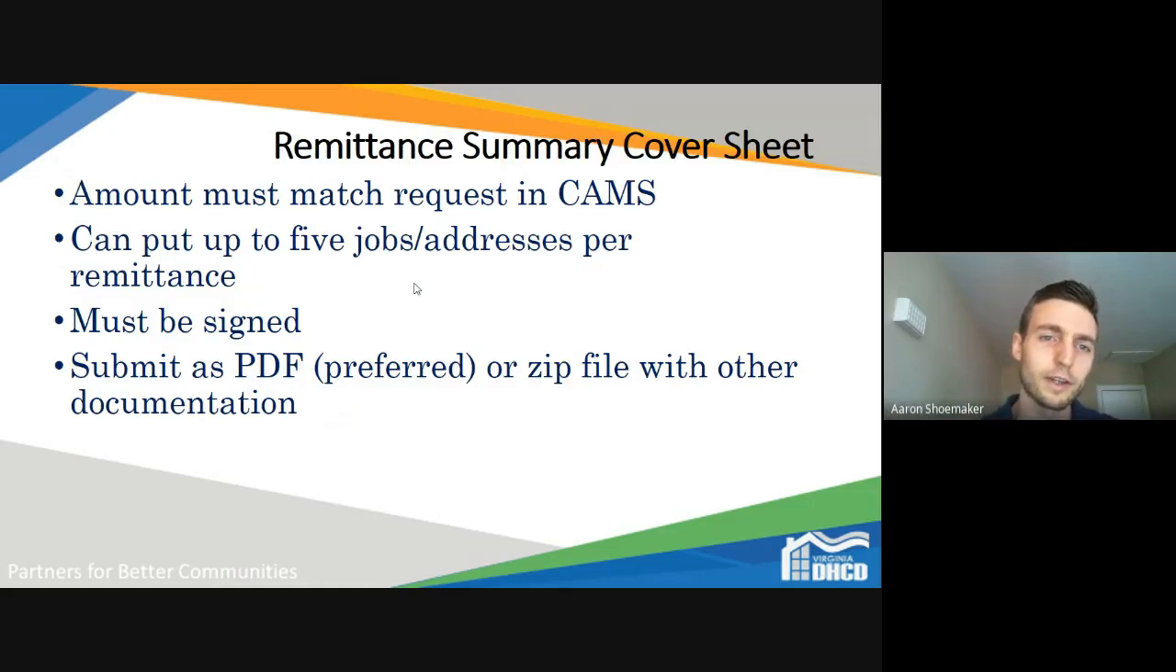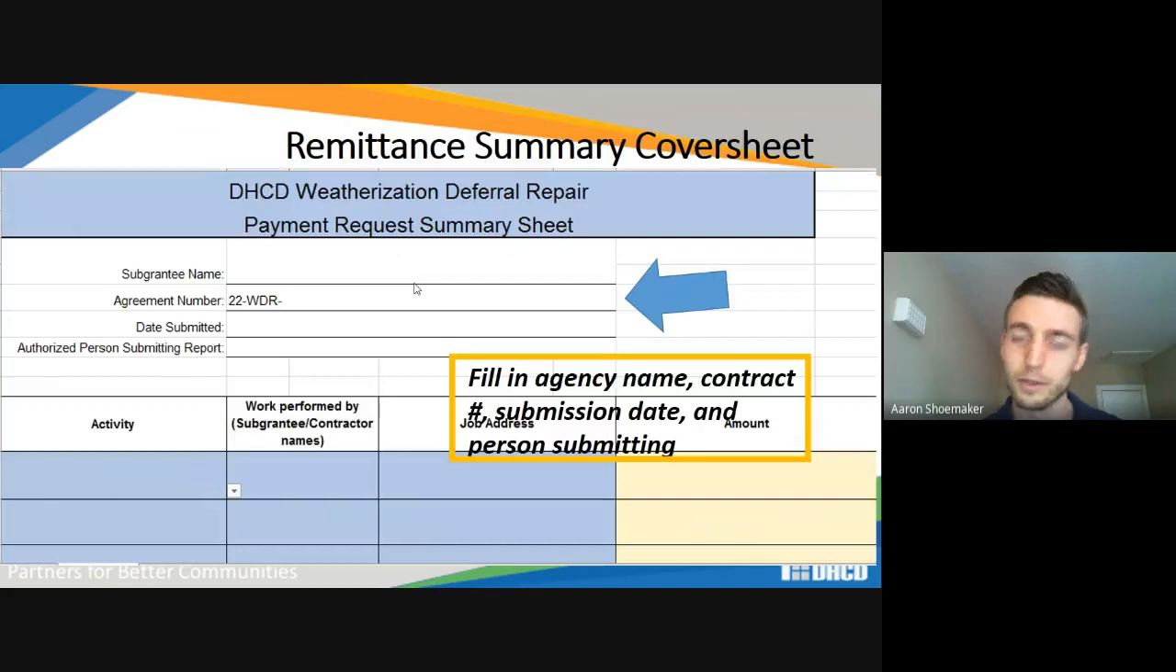So this cover sheet that I mentioned, just make sure that the amount on the cover sheet matches your request in CAMS. And actually, we made it so that if you want to, you can put up to 5 jobs on the cover sheet instead of just submitting a remittance for every single individual job. And I'll show you this during the demo, as well as I've got a couple screenshots for this. And it has to be signed, like everything. It's important for me to mention that.